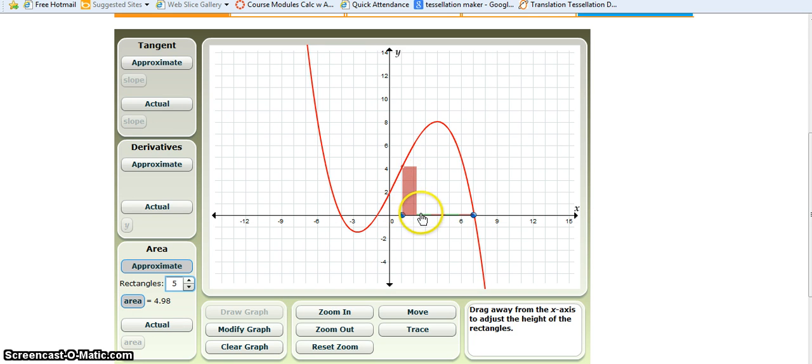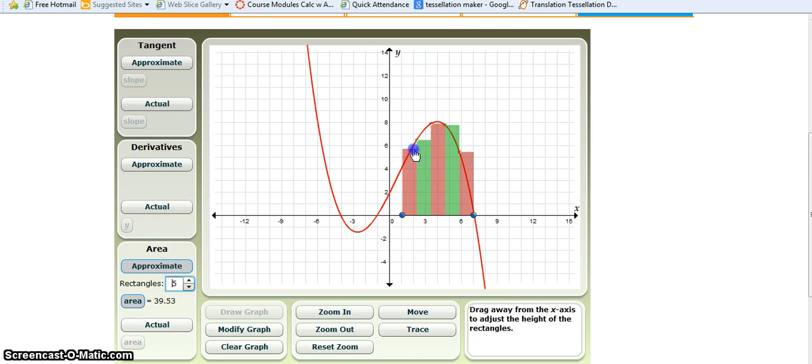There's the left. It's hard for me to see this on my screen right now. There's the left. That looks pretty good. I could try 6 rectangles. That's 37-ish. Okay.